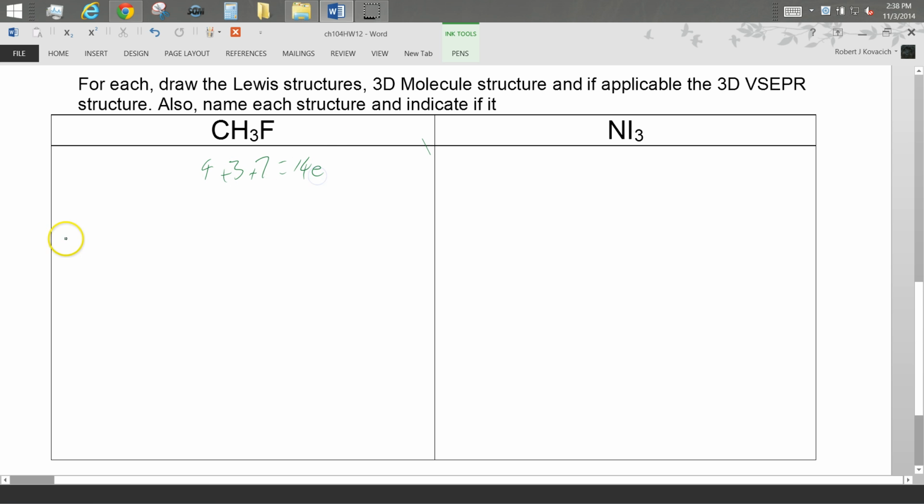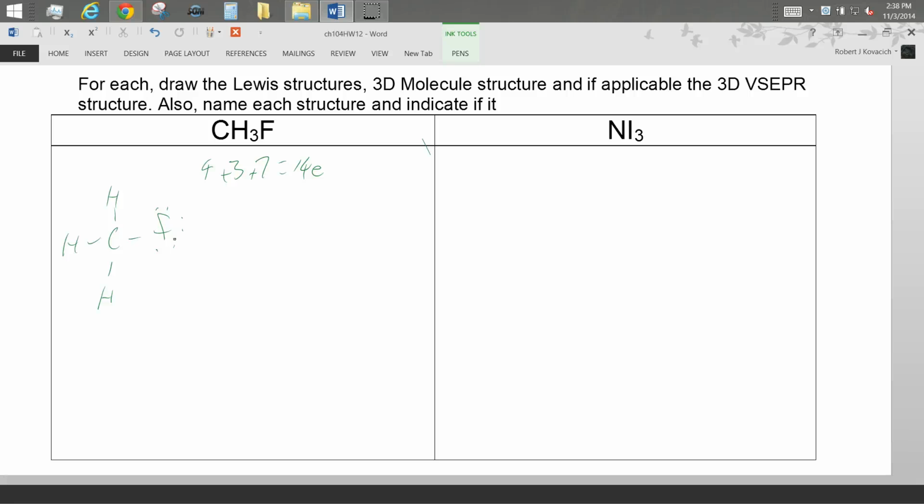Why am I putting the carbon in the middle? You can build the most off of it. It can form the most bonds. So that's what I'm going to put in the middle. All right, so the hydrogens are already happy with the 2 electrons that they're seeing. I have 6 leftover electrons, and if I dot up the fluorine, then the fluorine is satisfied. Okay, so there's my Lewis structure.